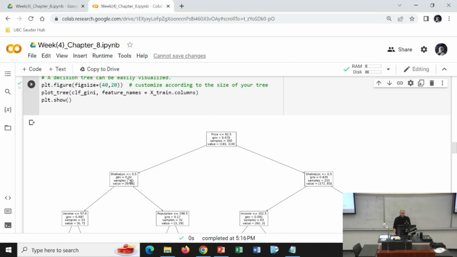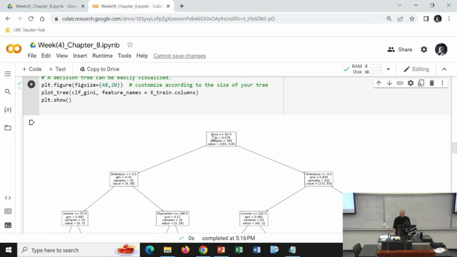Then for this region, the Gini impurity is 0.32, which means that this region is a bit more homogeneous. And when the answer to this is no, we move in this direction and end up in this region where again the Gini impurity has reduced a bit.